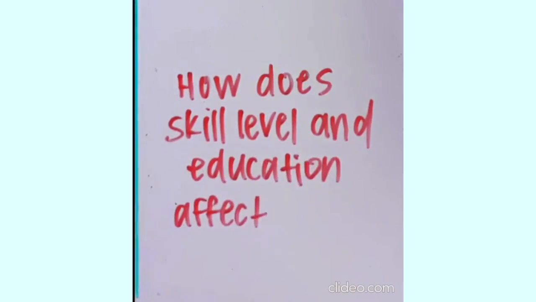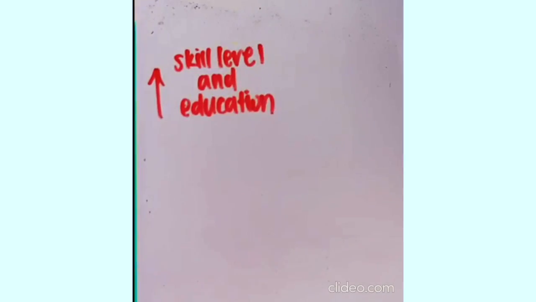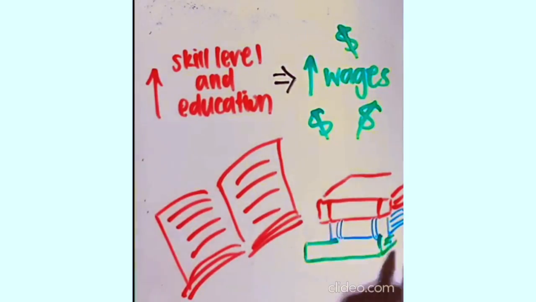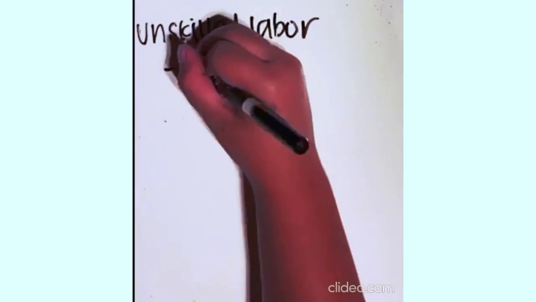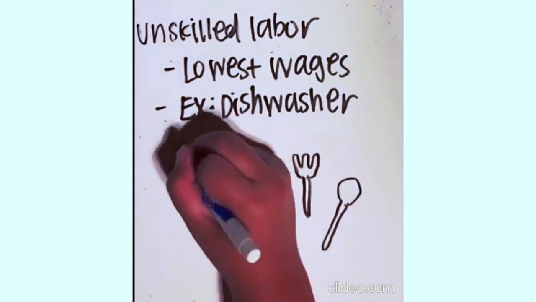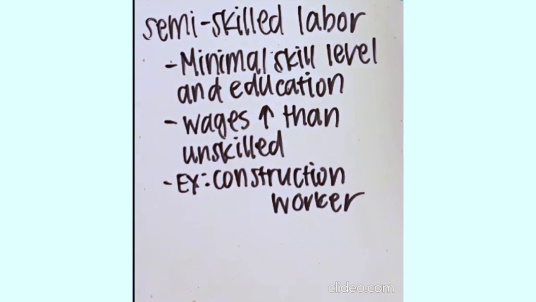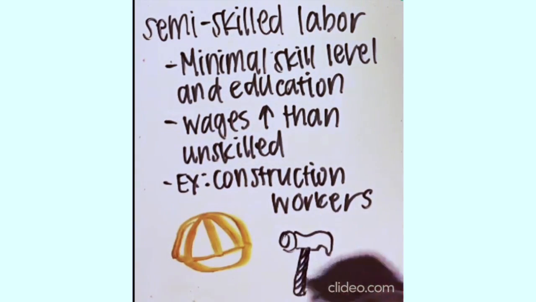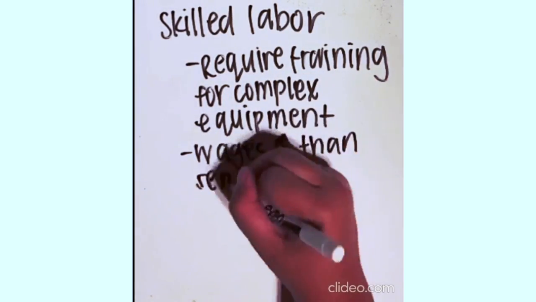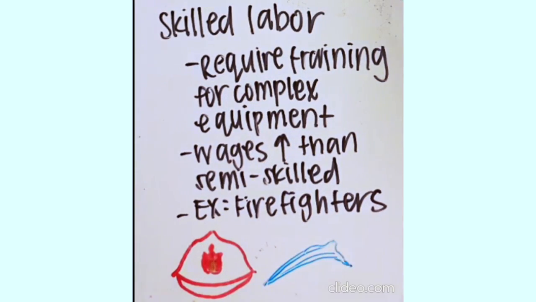How does skill level in education affect wages? In general, a higher skill level in education results in higher wages. Unskilled labor, such as dishwashers, requires no specialized training and usually has the lowest wages. Semi-skilled labor requires a minimal amount of specialized skills and normally makes more than unskilled labor. Skilled labor, which requires training for tasks like operating complex machines, has greater wages than semi- and unskilled labor.